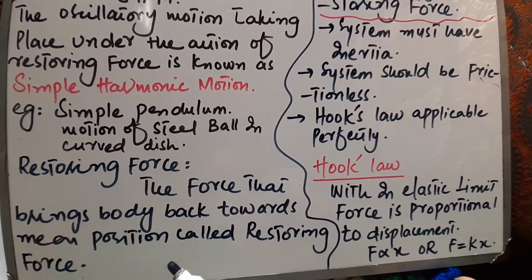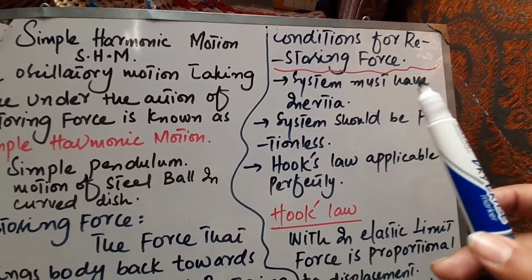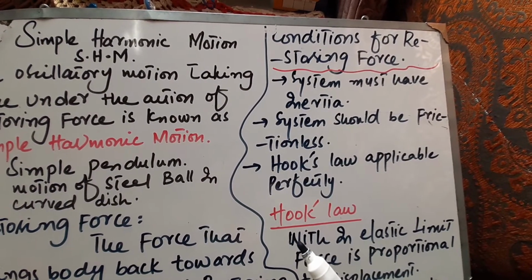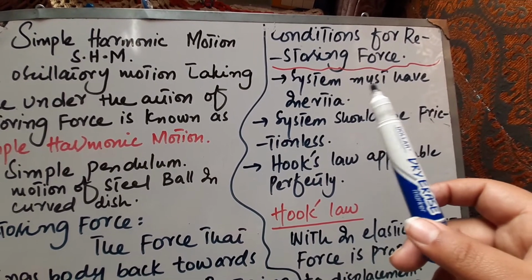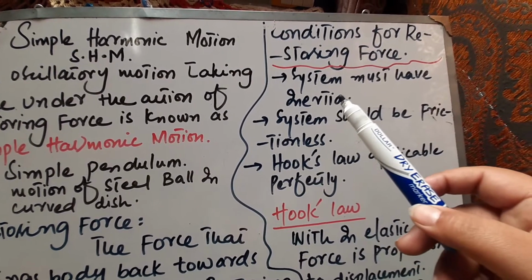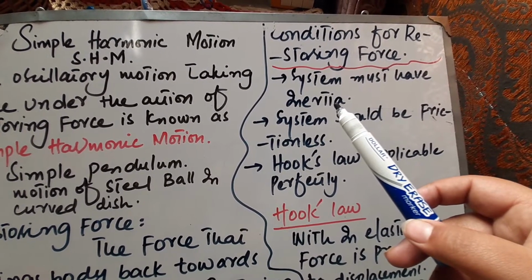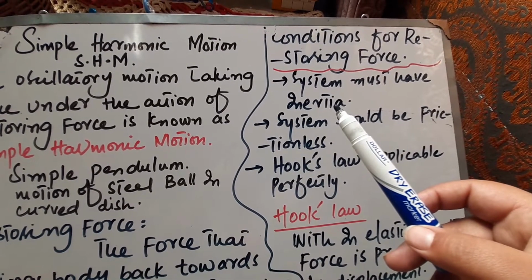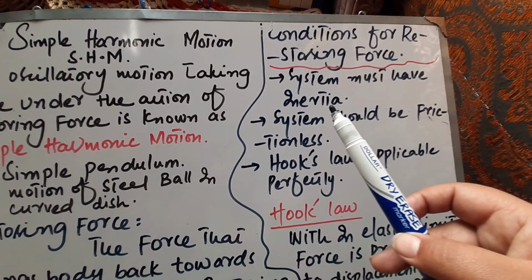After knowing about the restoring force, you should note the conditions for restoring force. To apply restoring force successfully, you should know there are three conditions. The first condition is that the system must have inertia. Inertia is related to mass. Larger masses have larger inertia and smaller masses have smaller inertia.